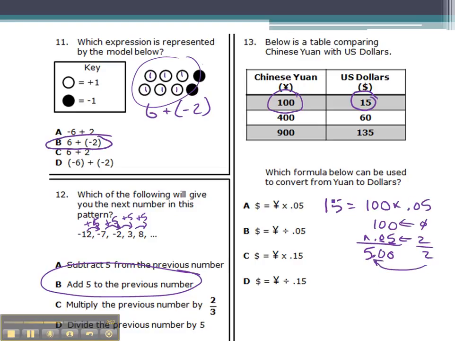So 100 yuan would equal $5, not $15. So let's try the next one. Well, I know I'm not going to divide by 0.05. That's going to give me a larger number. So I'm going to rule that one out and try the next one.